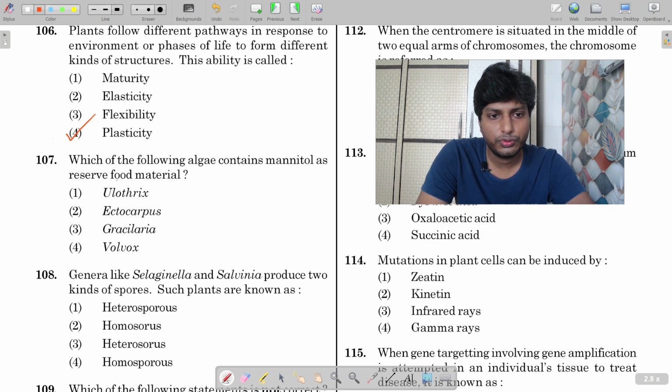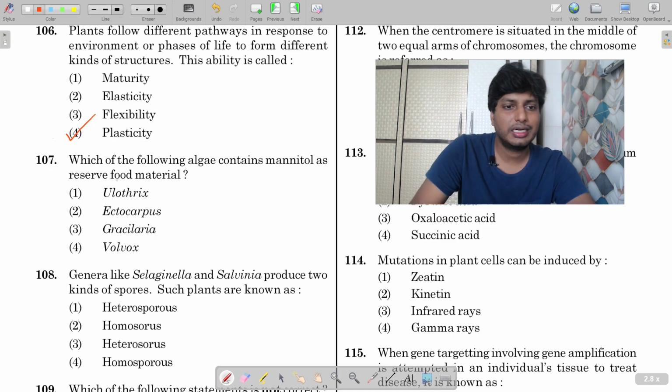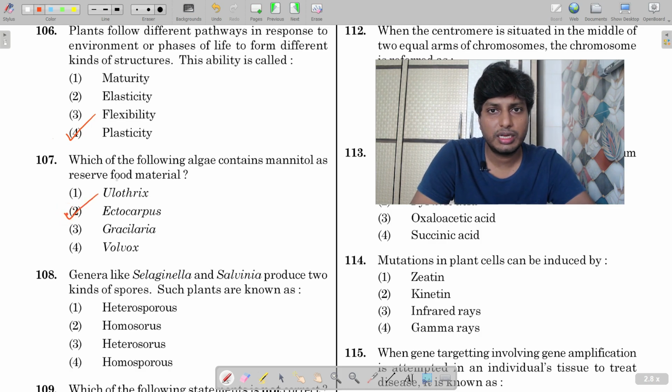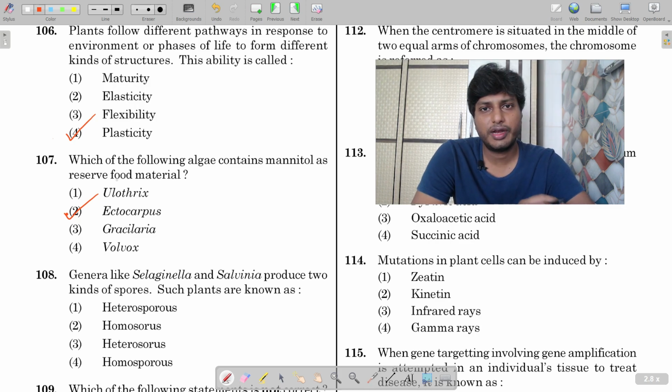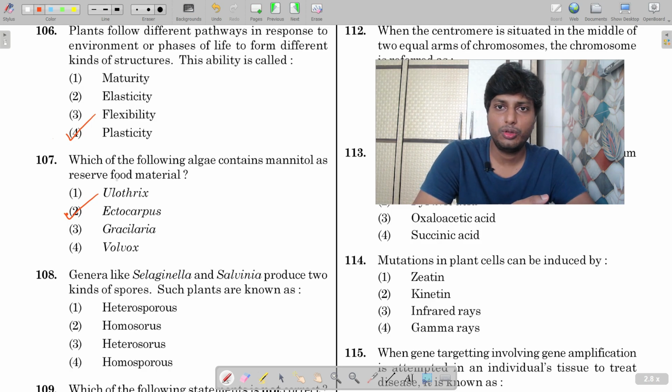So here, out of the four options, the second option, that is Ectocarpus, is nothing but an example of a brown algae. Such questions you can see are taken straight out of the NCERT textbook. So if you have to score well in the NEET biology paper, you have to be well versed with every line of biology. Okay, now let's see the next question.